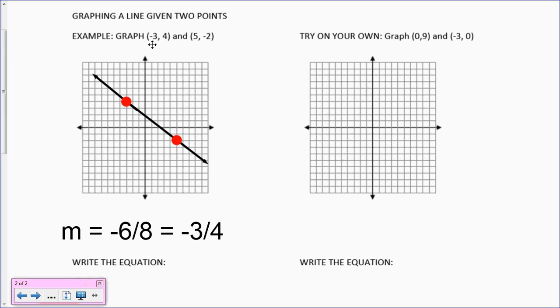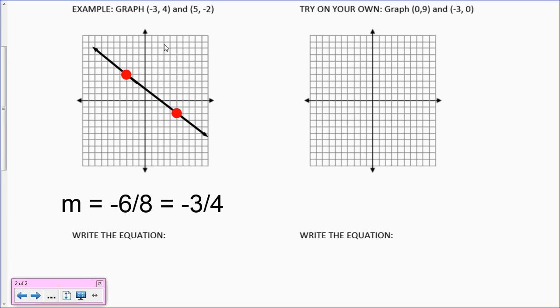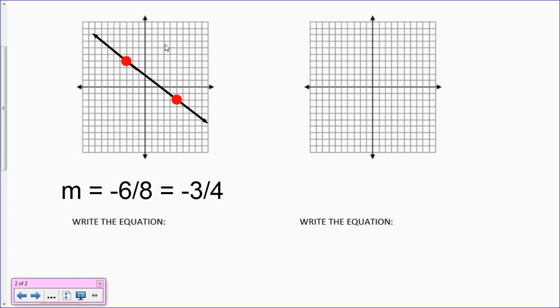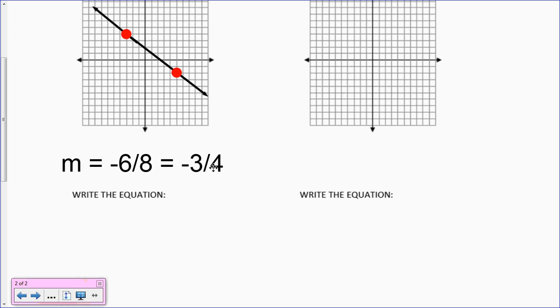Okay? So I'm going to go ahead and use this slope and one of these 2 points. I think I used the first one. Sorry if I'm scrolling a little more than usual. I used the first one. So I'm going to go ahead and plug the slope in first. So I get y equals negative 3 over 4x plus b.